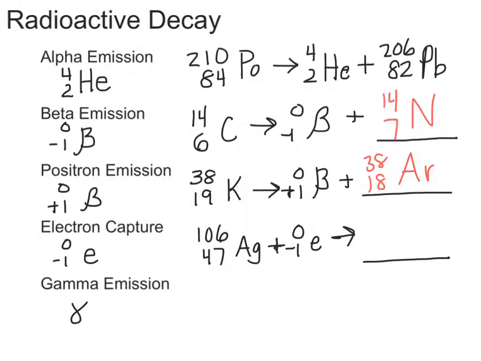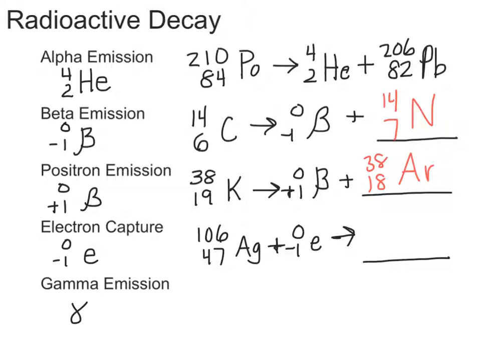The fourth type of radioactive decay is electron capture. Electron capture is also what occurs when the neutron to proton ratio is too small. And remember, our electron has no mass and has a -1 charge. And we're going to use the symbol of a lowercase e for the electron. So this is our symbol for electron capture.